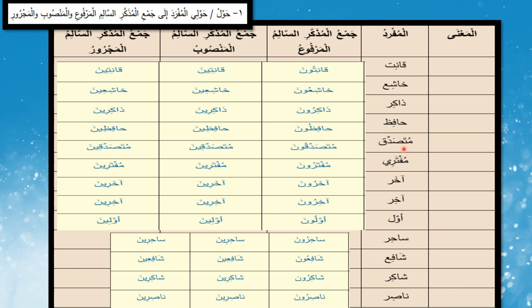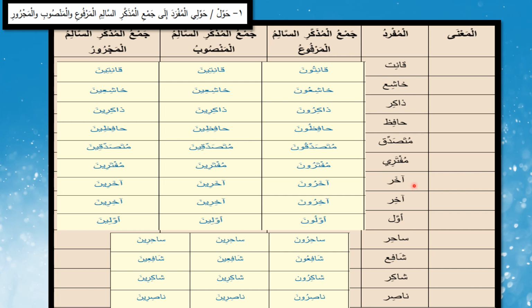Mutasaddiq means it's ismun maful, the one who is honest. So mutasaddiq, mutasaddiqun, mutasaddiqin and mutasaddiqin. Muftari. So now you have to apply the rule when the weak letter ya comes. So let's see. Muftari, muftarun, muftareen and muftareen. So the rule is just to delete the weak letter ya.